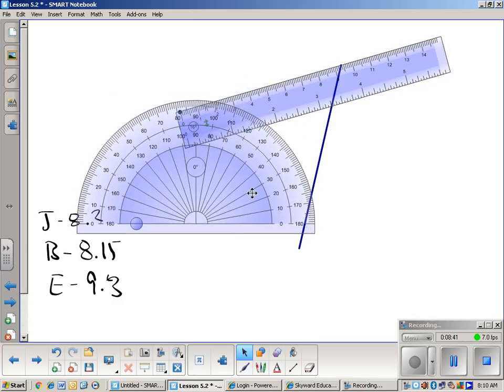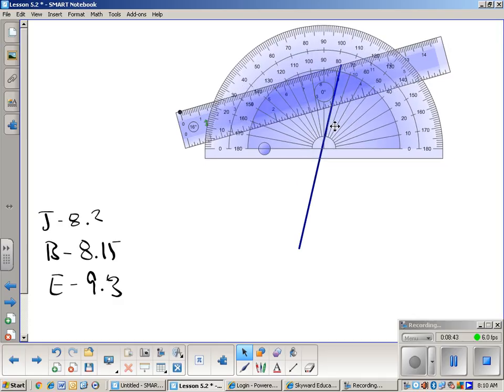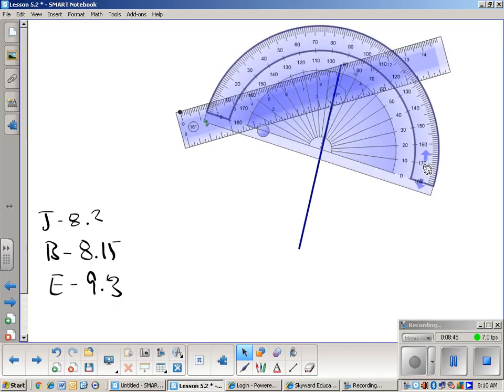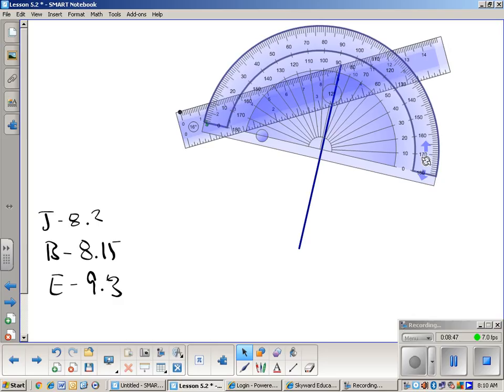So, the way to do this, I'm going to create a perpendicular here.